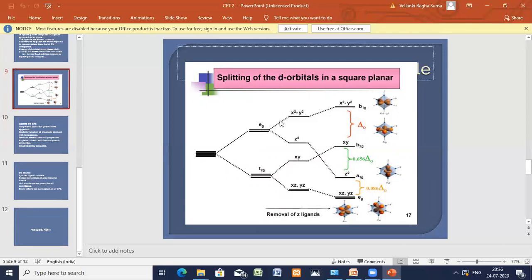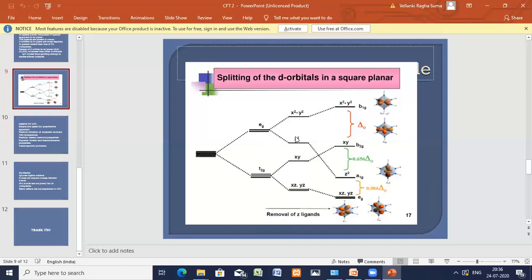Again, in the Eg, in the x square y square plane there are ligands, so more energy, more repulsion. In z square there is no ligand, less repulsion, less energy, so it is getting stabilized. In the T2g set, xy is experiencing more repulsion, and xz and yz are experiencing less repulsion.